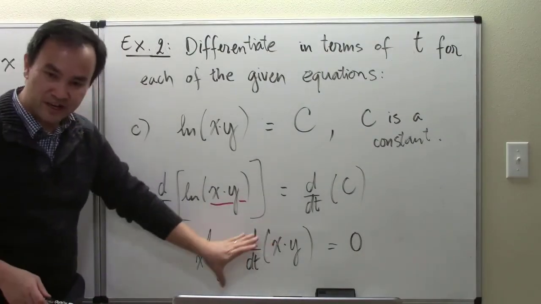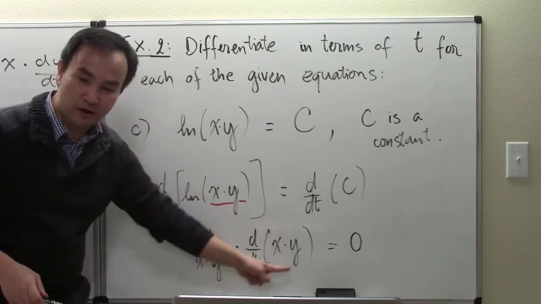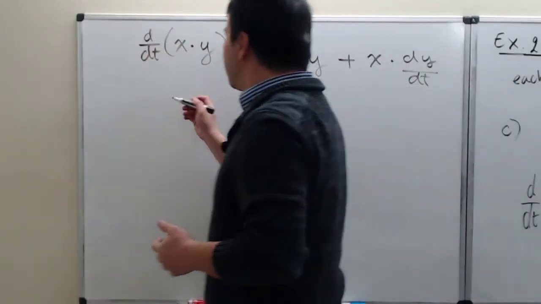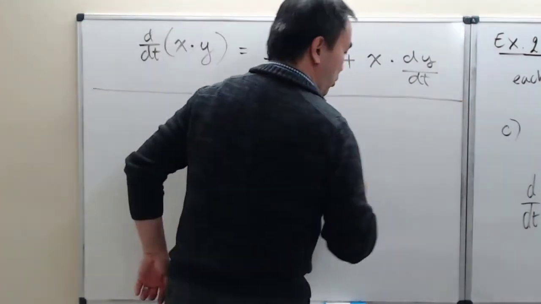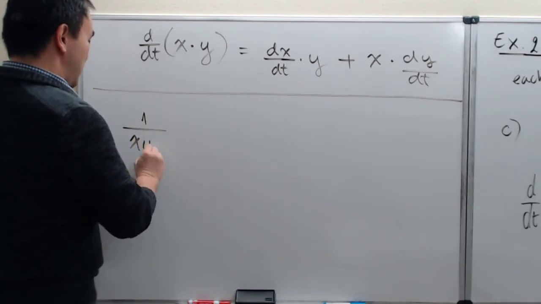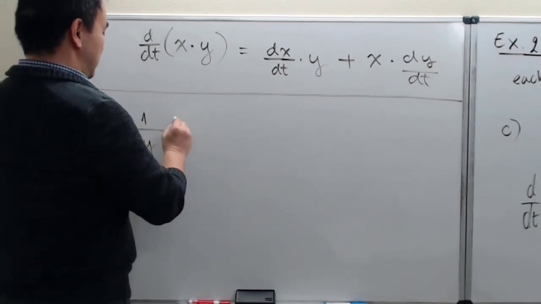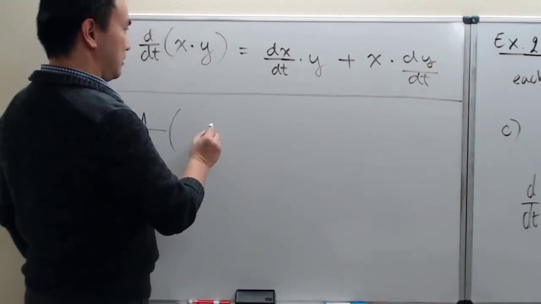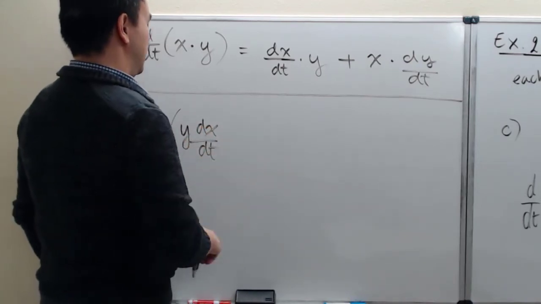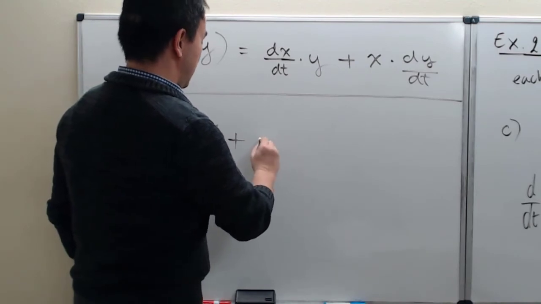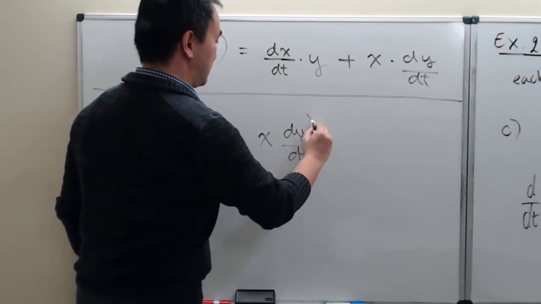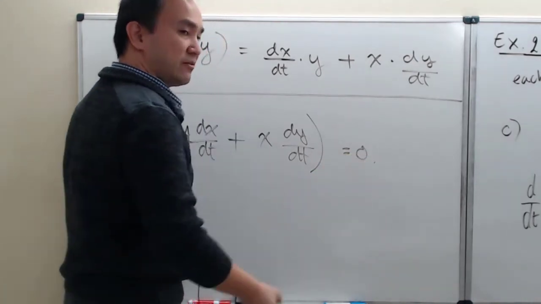So all that I just did on the other board can be substituted for all this. So now I'm ready for my next step of our equation. Concluding our equation from the previous step, we're looking at 1 over xy multiplied by, in parentheses, y dx/dt plus x times dy/dt, and all that equals 0.